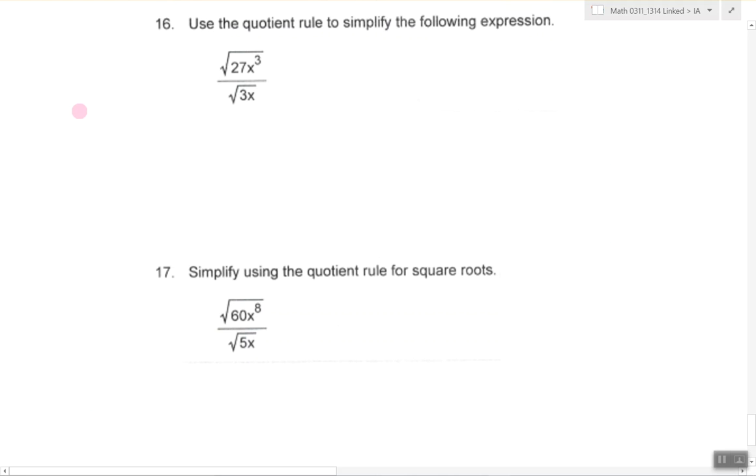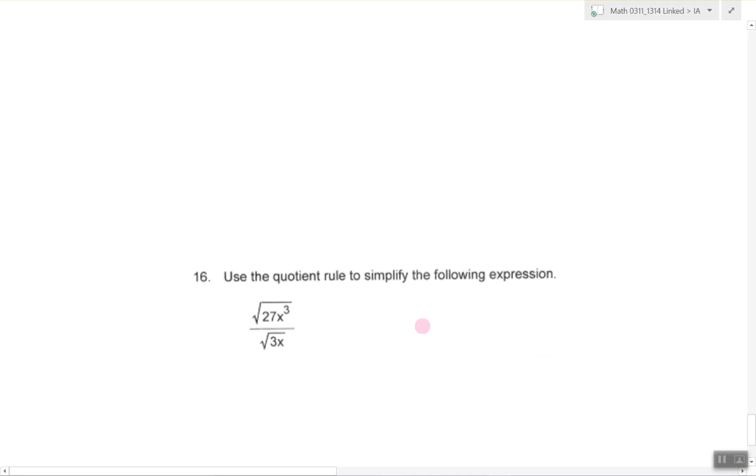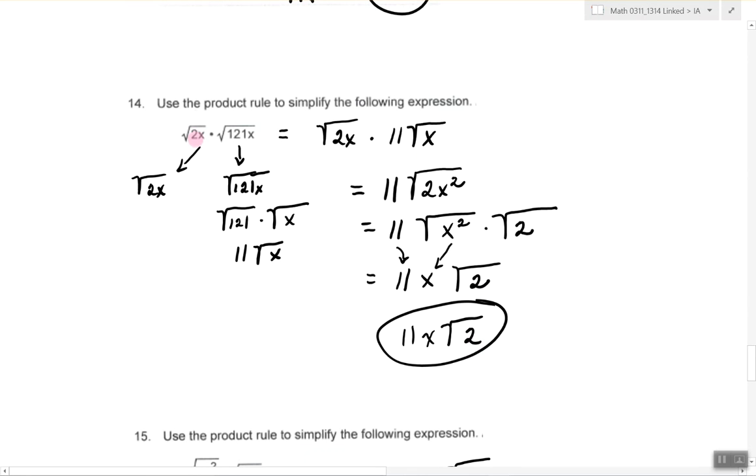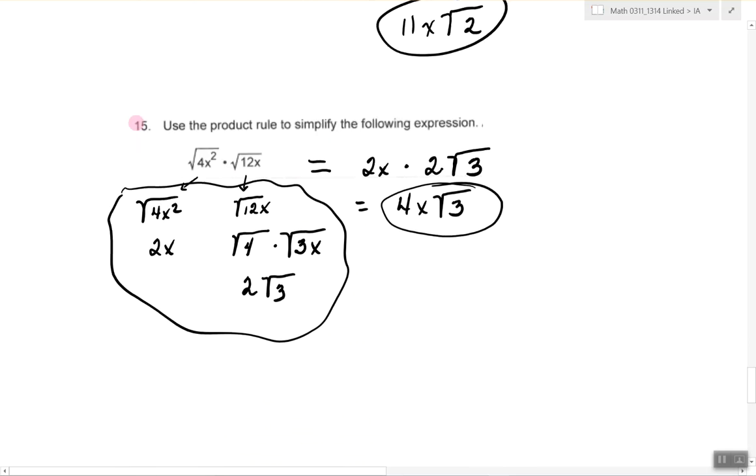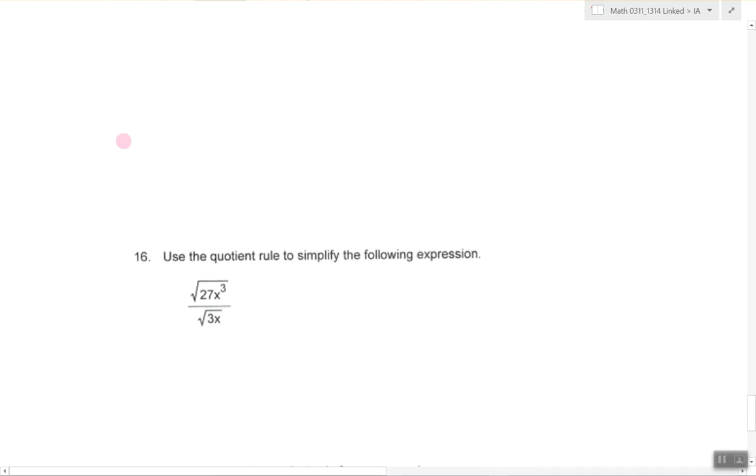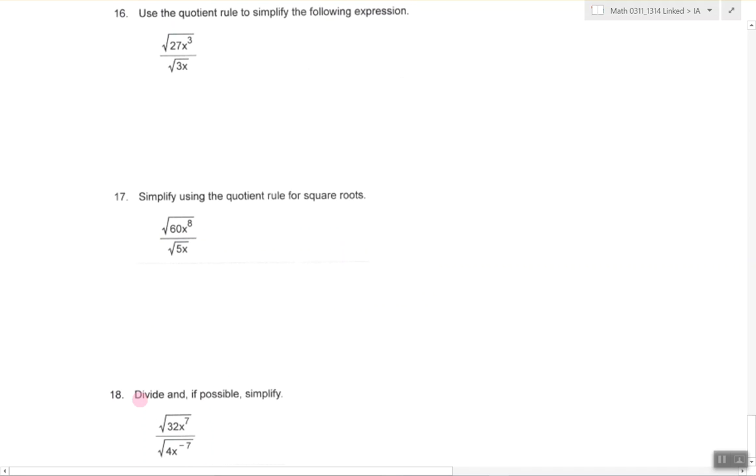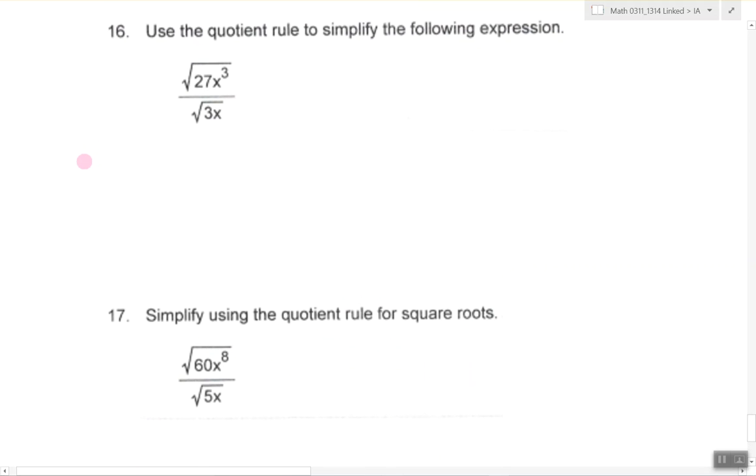Number 16. Now this time it says do the quotient rule. Well, we can do exactly the same thing. You can simplify and then divide. The difference between the quotients and the products: if you were to multiply first, you build bigger radicands. But when it is division, if you divide first, you create smaller radicands. So I recommend that you go ahead and divide first.